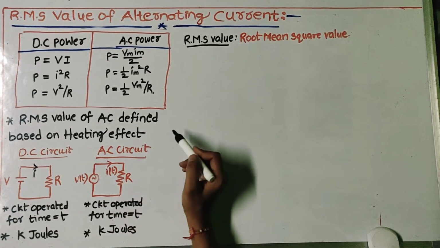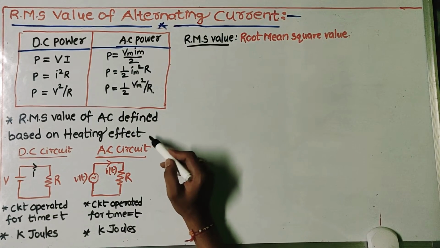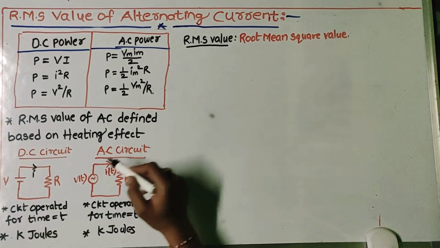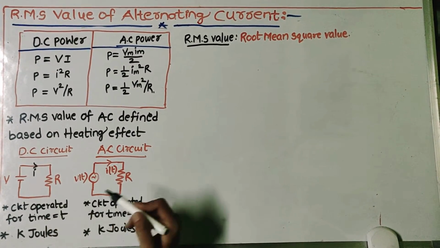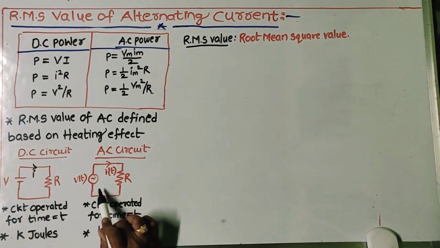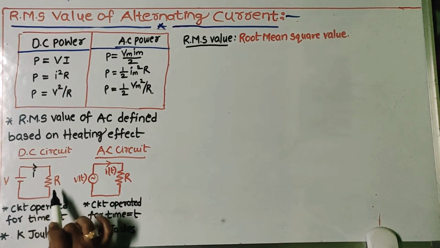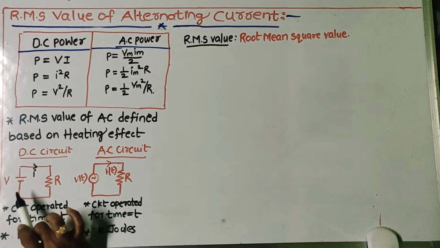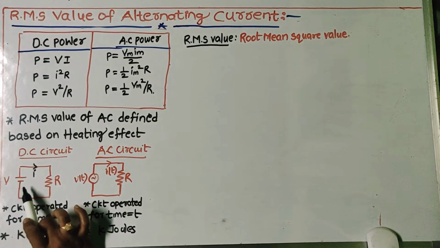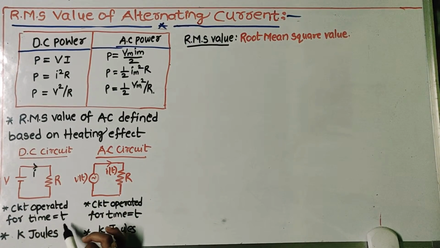Here I have written that the RMS value of AC is defined based on the heating effect. How do we understand this statement? Here I have drawn two circuits, one DC circuit and one AC circuit, with a DC voltage source and an AC voltage source. I have connected the DC voltage source across the resistor, current starts flowing in this resistor, and I am operating the circuit over a time period T.